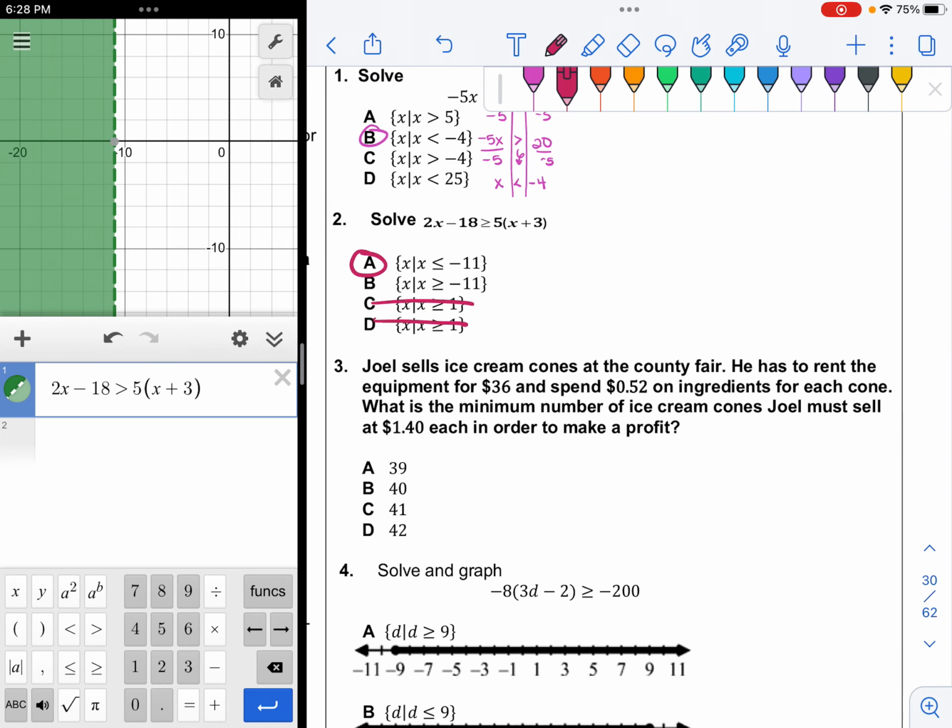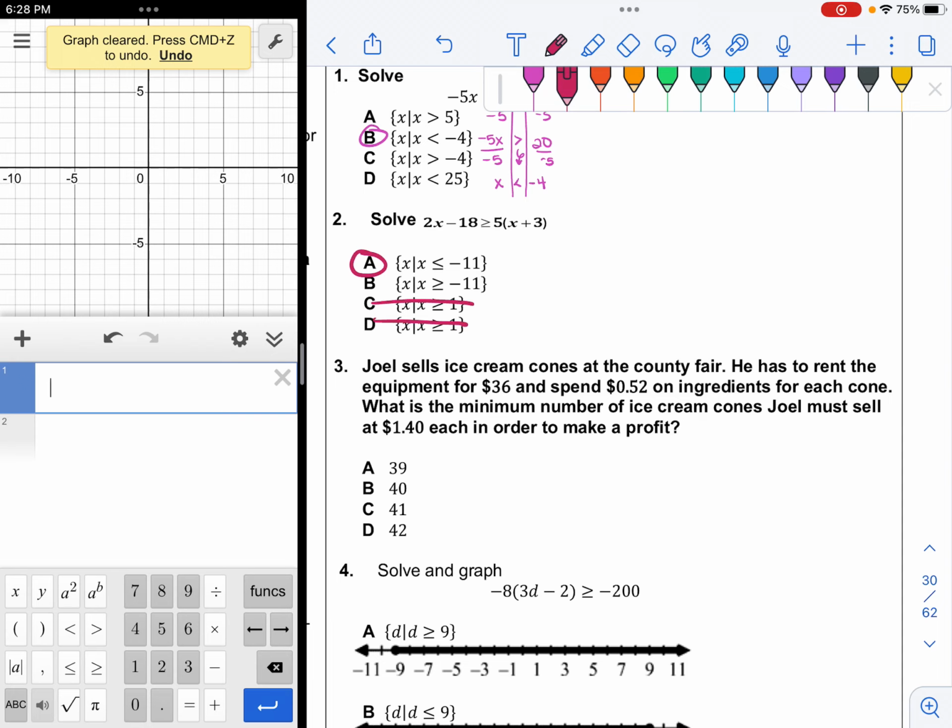All right, so Joel sells ice cream cones. Don't forget, we're always going to clear our calculators in between problems. Joel sells ice cream cones at the county fair. He has to rent the equipment for $36 and spend 52 cents on ingredients for each cone. What is the minimum number of ice cream cones Joel must sell at $1.40 each in order to make a profit? If he's selling the cones for $1.40, we want to spend less than $1.40. It actually wouldn't be equal to, because then he wouldn't be making a profit. We're just going to use less than.